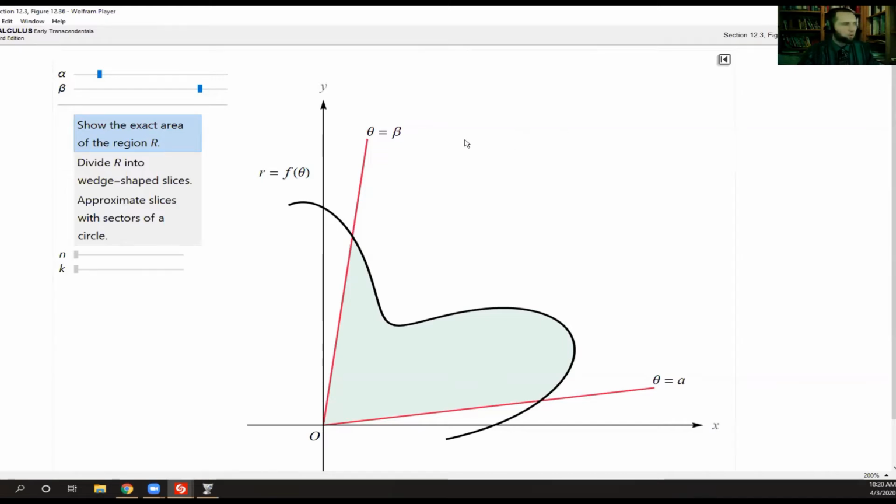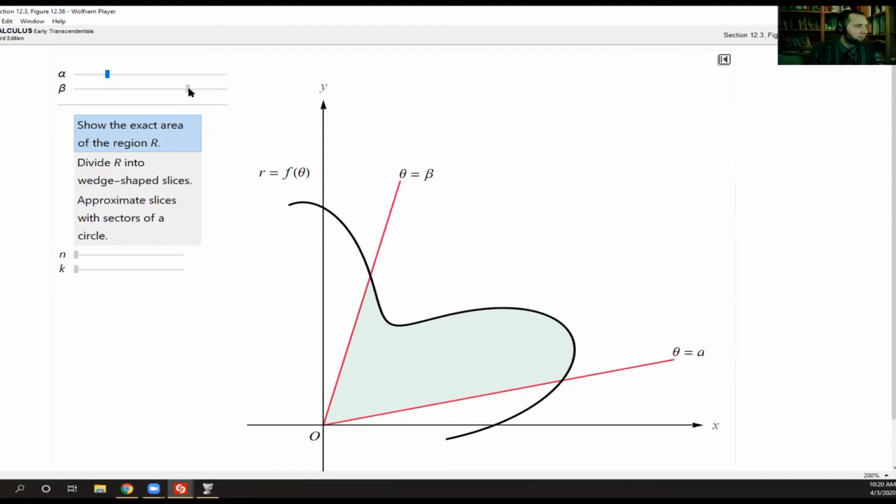So whereas before, in our old calculus world, we would do the area between a and b, where a was on the left and b was on the right, now we're going to go between alpha and beta. Alpha is telling us something about the lower angle, and beta is telling us something about the upper angle. And we're going to be finding this region. I think it's pink. It's a little hard to see the color.